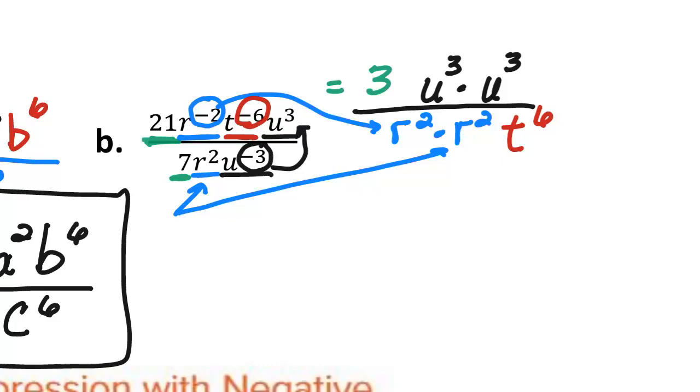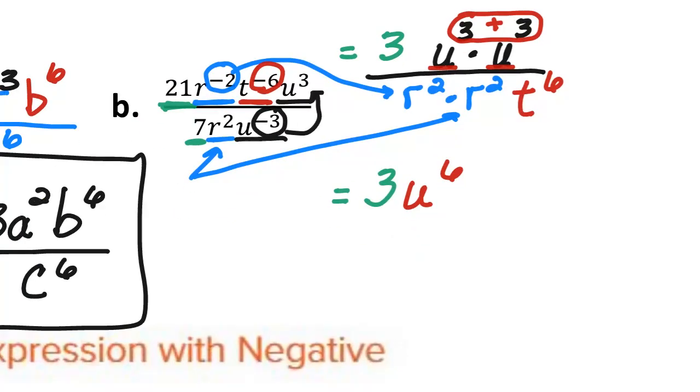Okay. All right. So to simplify, I have 3. And now I have in the numerator u to the third times u to the third. When you multiply powers that have the same base, you keep the base and you add the exponents. So that becomes u to the 6th power. Over here, underneath, I've got r squared times r squared. So you keep the r and you add the exponents. So that is r to the 4th power.